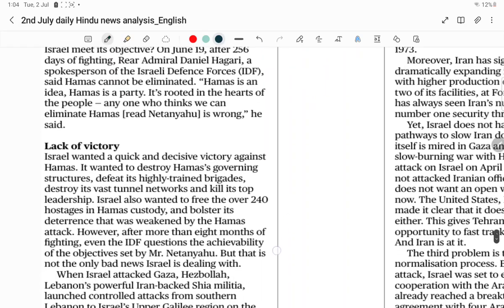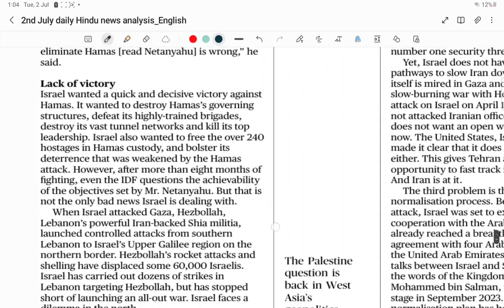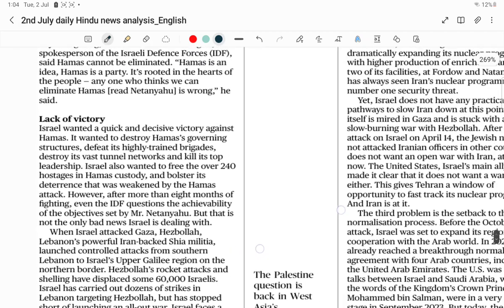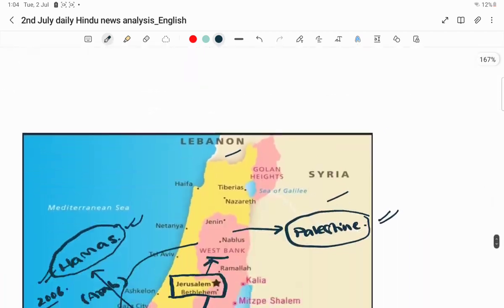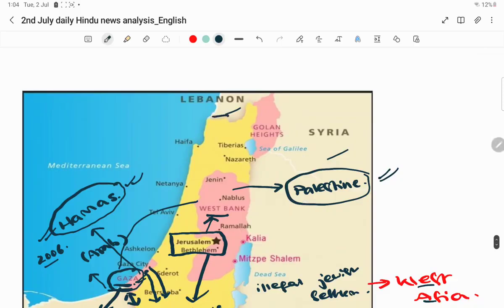Now, the important issue that you have to understand here is that apart from Gaza, there is another problem for Israel. The problem is from Lebanon. Here we have another important terrorist group called Hezbollah.